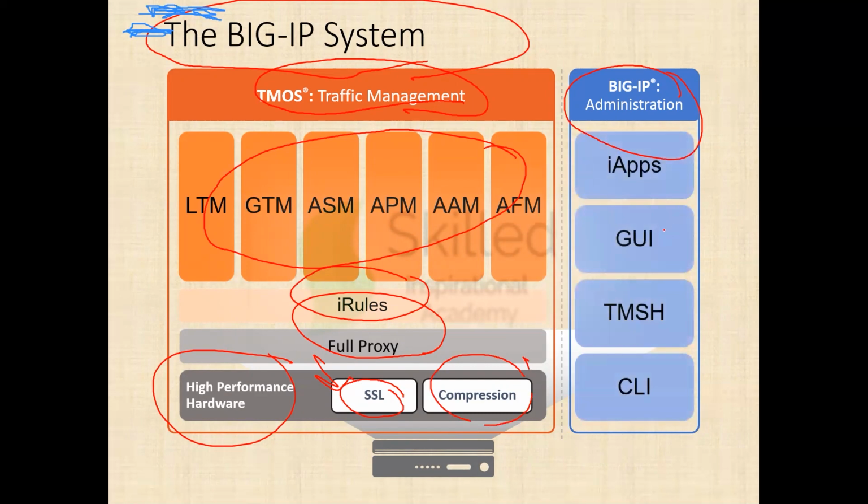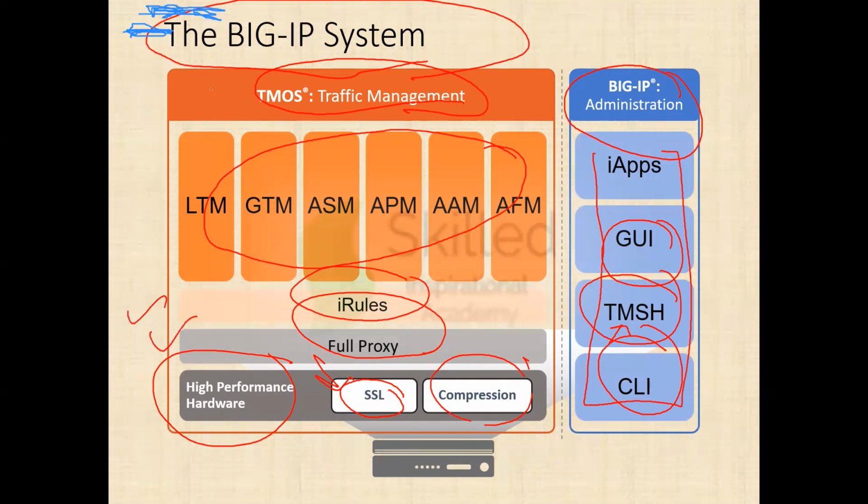In BIG-IP administrator, it generally deals with how to access your F5 through the GUI, TMSH, and CLI. TMSH is your traffic management shell where you can troubleshoot further. We'll not go into detail here because, as in the picture, it's clearly said that we have TMOS, which is the traffic management operating system, and we have BIG-IP administrator.